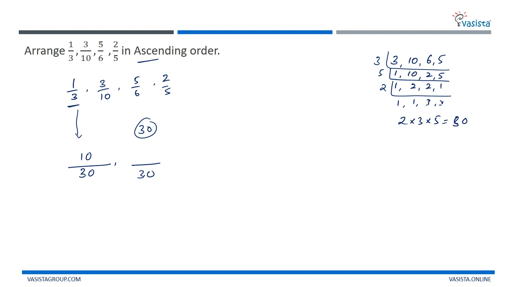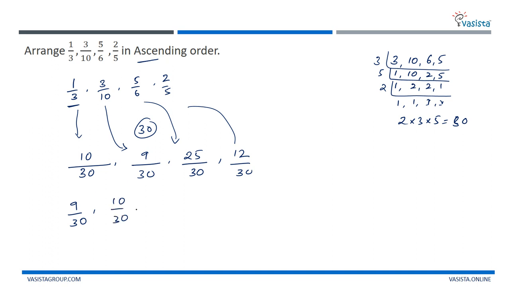30, 10 threes are 30 and 3 threes are 9. The third one is 6 fives are 30, correct? 6 fives are 30, 5 fives are 25. 25 by 30. The fourth one is 5 6 are 30, 6 twos are 12. 12 by 30. This is the fourth and this is the third. This is the second one. Now go with this. So the first one is 9 by 30. First I'll keep that. Then 10 by 30 and 12 by 30 and 25 by 30.